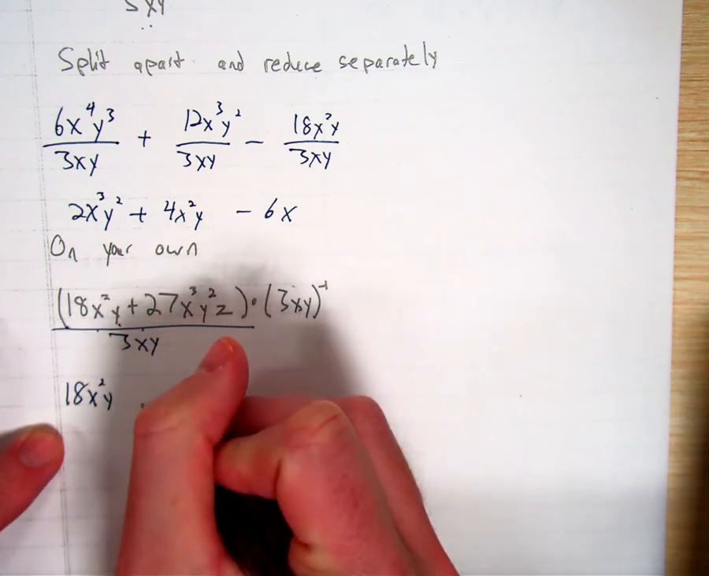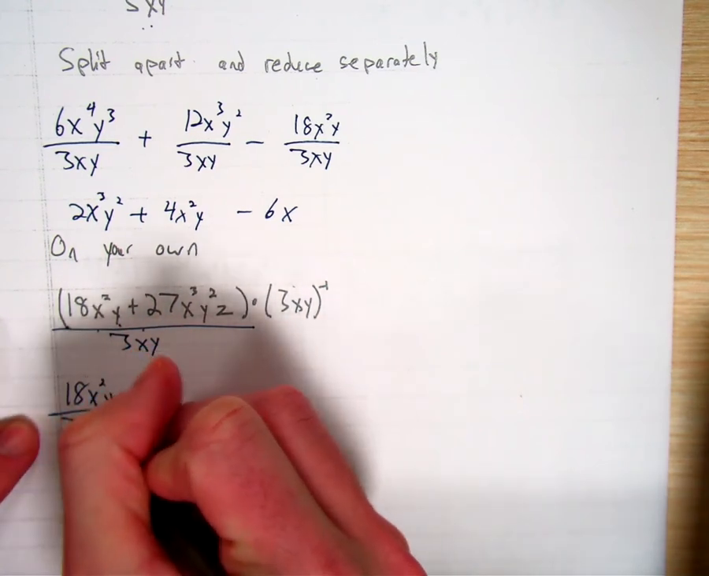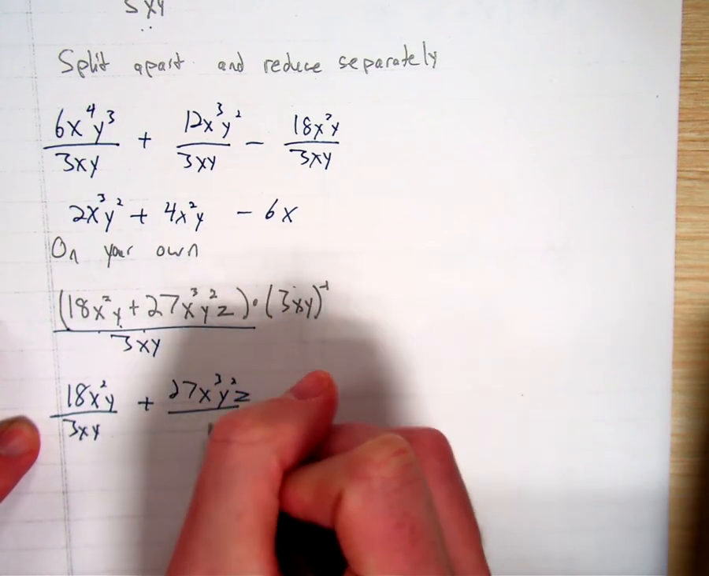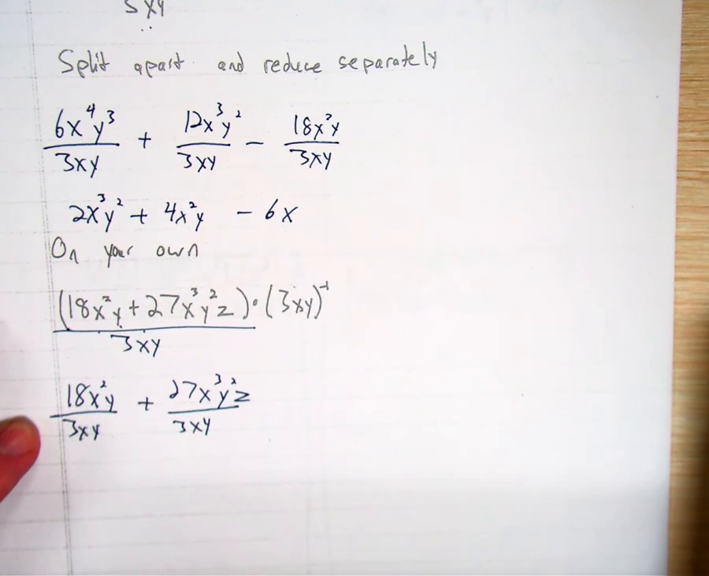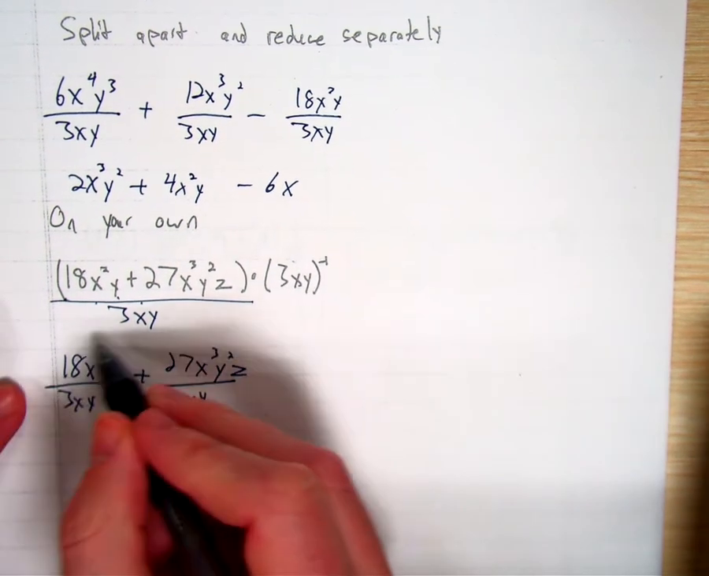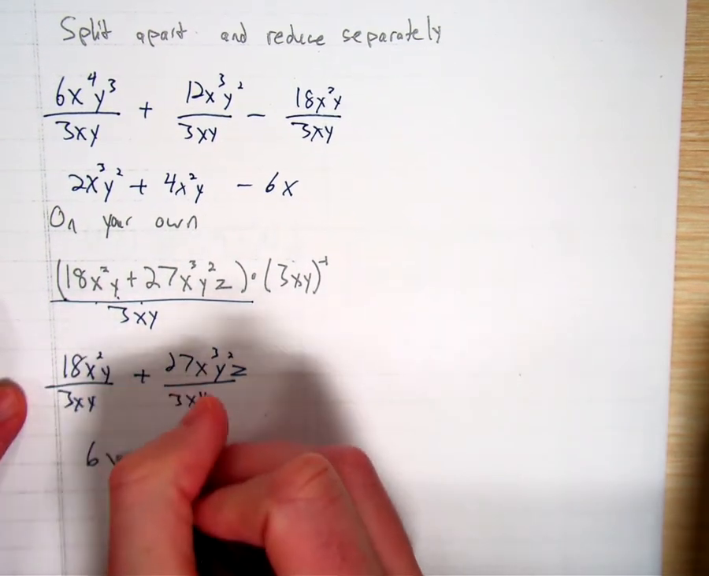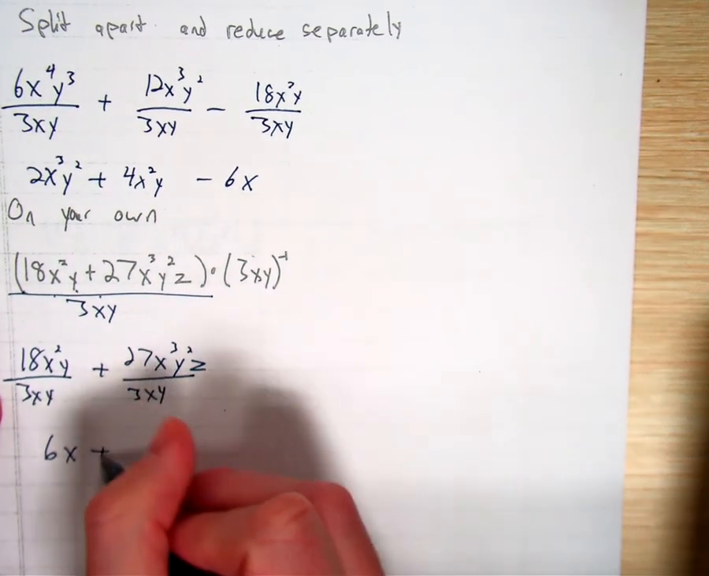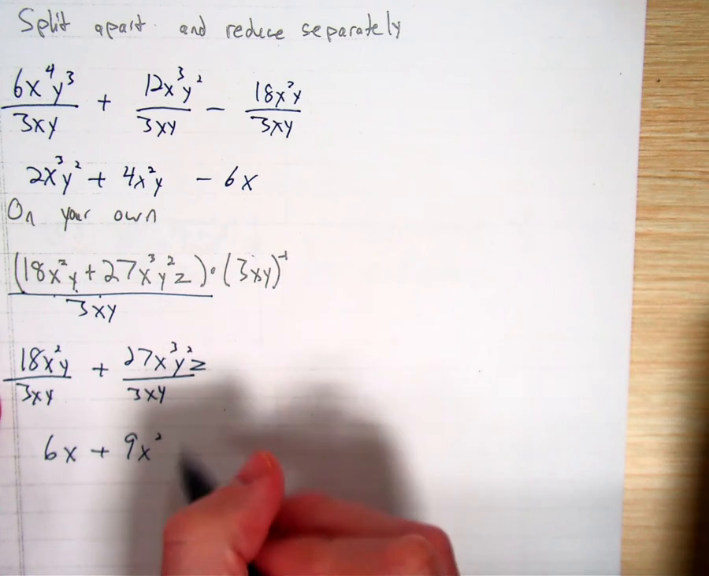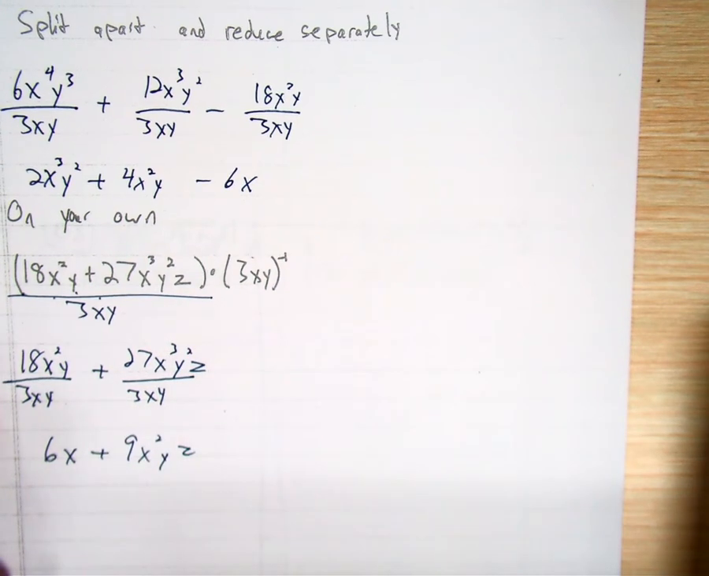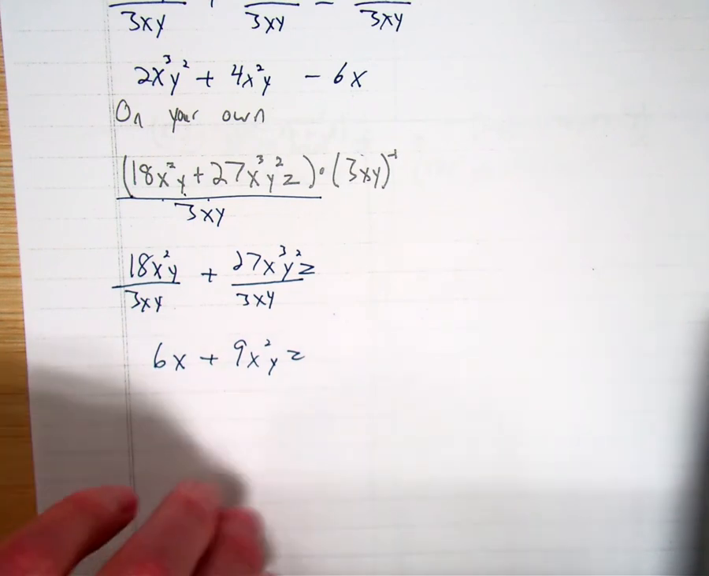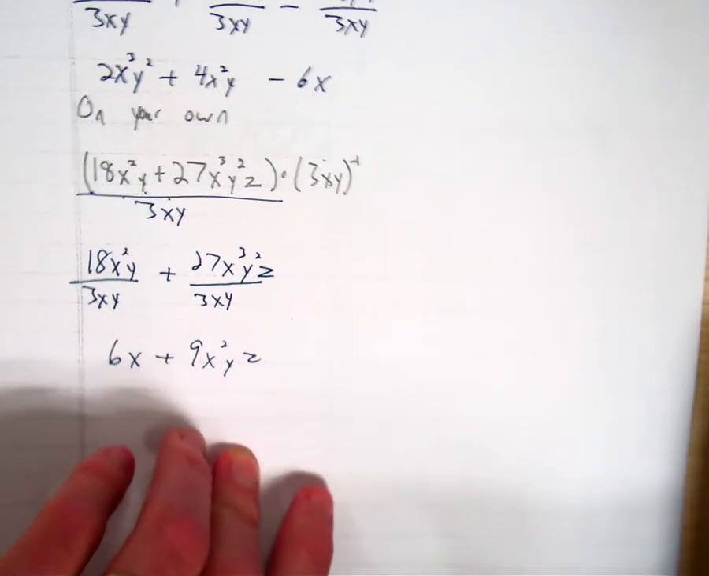18x squared y over 3xy plus 27x to the third y squared z over 3xy. Alright, so we should be getting 6x, and then your y's would cancel. Over here we have 27 over 3 is going to be a 9x squared y, and there's nothing to cancel out the z, so it stays there. Alright, take a look. Hopefully you got that answer with us there. On to the next.